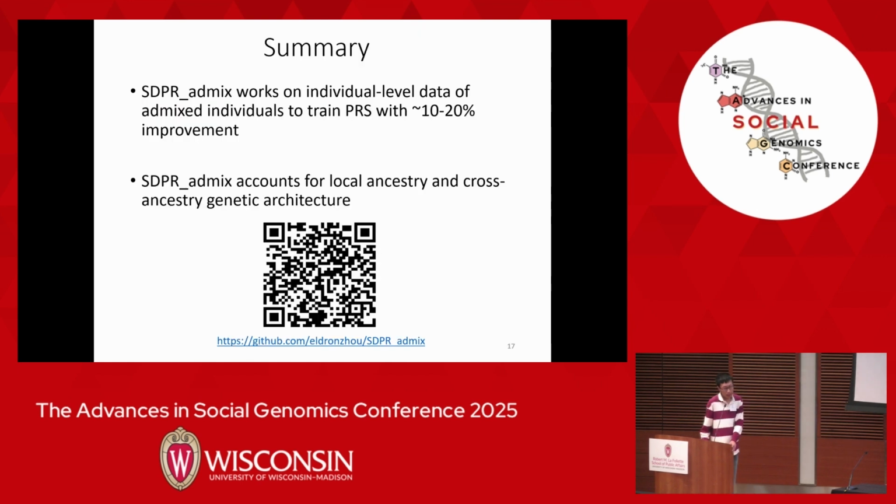So in summary, we developed methods to work with the individual-level data of the admixed individuals to construct the PRS with about 10 to 20% improvement. And our methods really demonstrate the benefits of including the local ancestry information and cross-ancestry genetic architecture to train PRS. And our method is publicly available on GitHub.